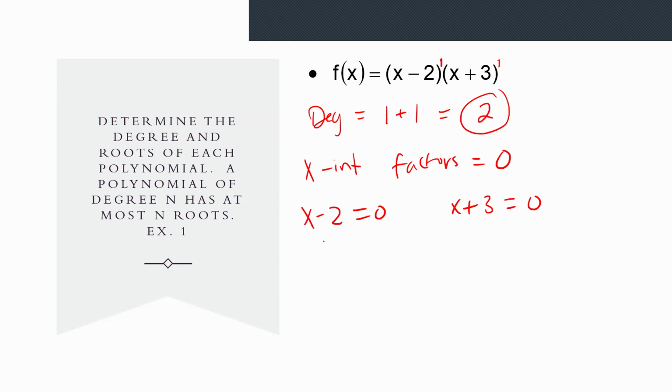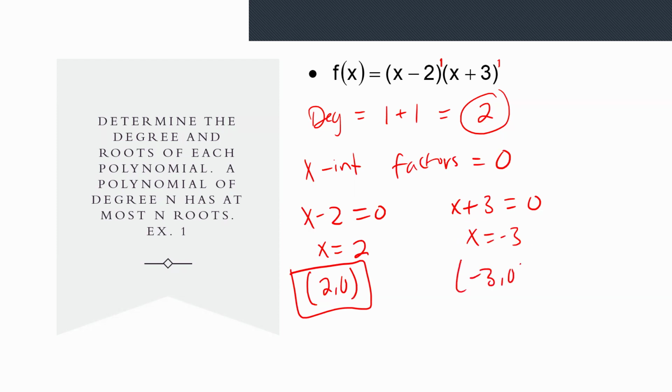What would x have to be for x minus 2 to equal 0? So my x-intercept is at (2, 0). What would x have to be for x plus 3 to equal 0? -3. So my other x-intercept is at (-3, 0). So we determined the degree and our x-intercepts. Degree, x-intercept. What are your questions?